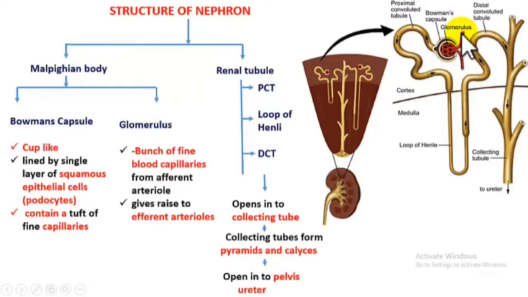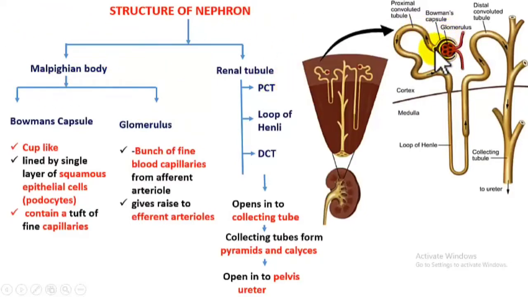Understood, students? So one blood arteriole is entering into the cup, breaking into capillaries, and those capillaries again are joining to form efferent arteriole. Afferent goes in, efferent comes out. So that is what is glomerulus. So we have seen what is Malpighian body. Now what is renal tubule?